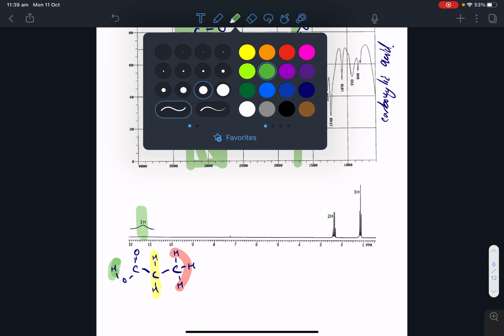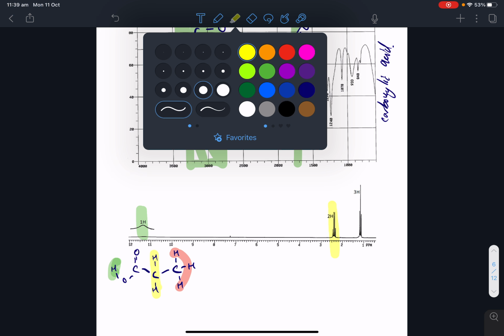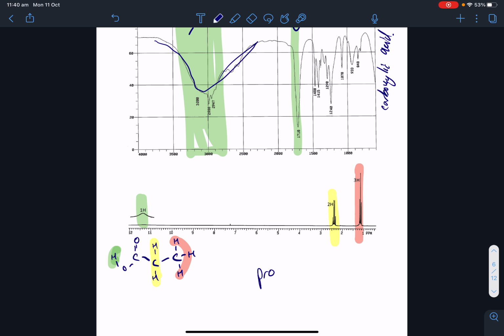Coming along upfield, we've got 2 hydrogens, and it is a quartet. 1, 2, 3, 4. So it must have 3 neighbours. That it does. There's 3 of those red ones there. Okay. And then red must be this one here. It's a triplet, so it must see 2 neighbours. Yep. So we've confirmed it. So that's a nice easy one. It's propanoic acid. Alright. Let's keep going.